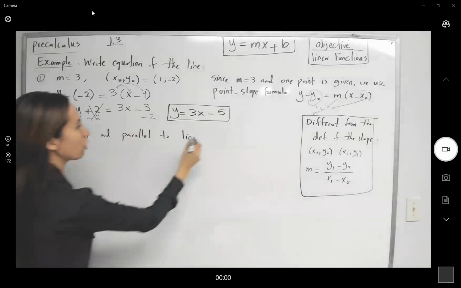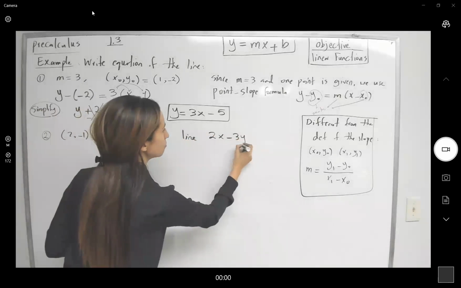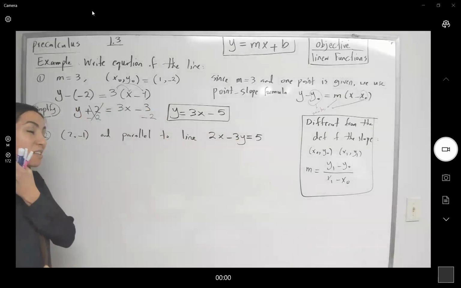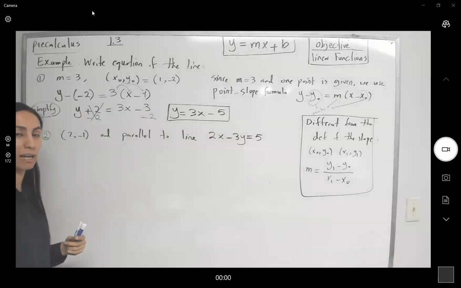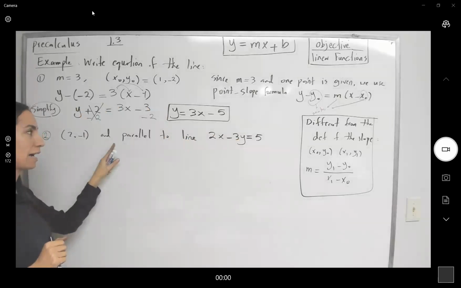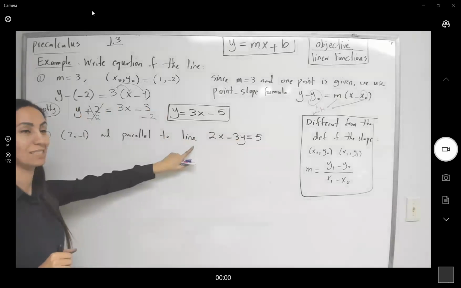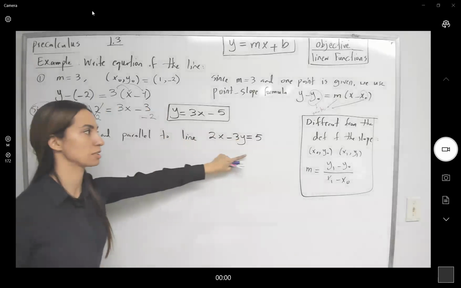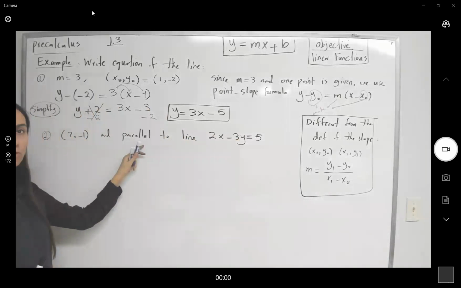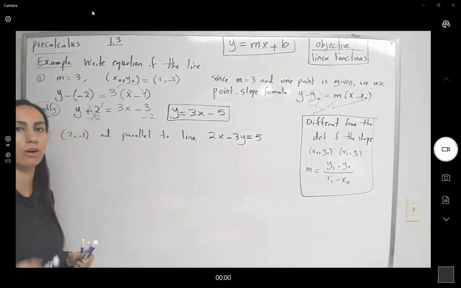2x minus 3y equals 5. Well, which case is this? This is number 4 in our classification. You have a point on the line, and the line is parallel to a second line, which is this one. So first, remember that since they are parallel to each other, m and alpha are equal to each other.